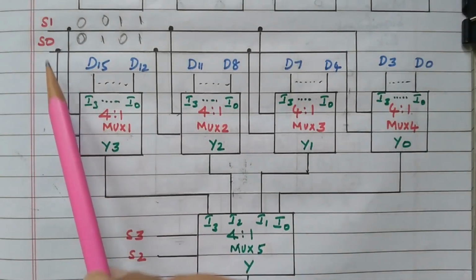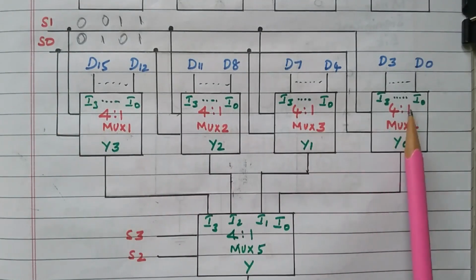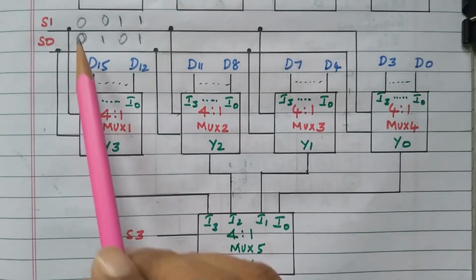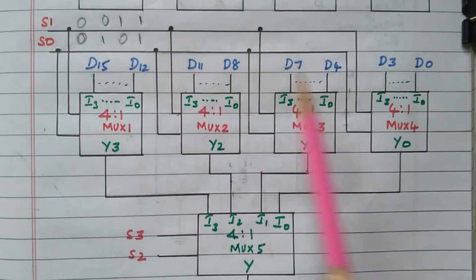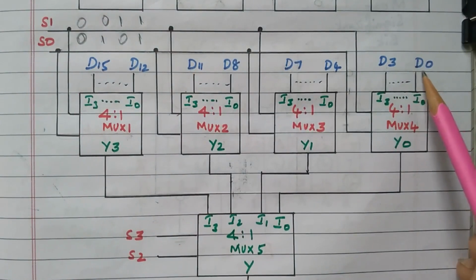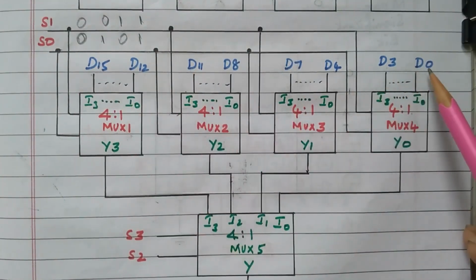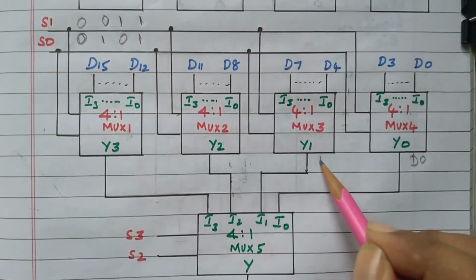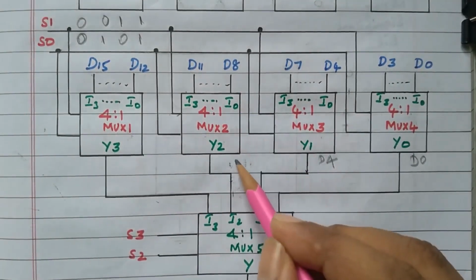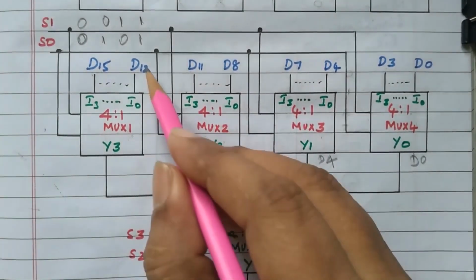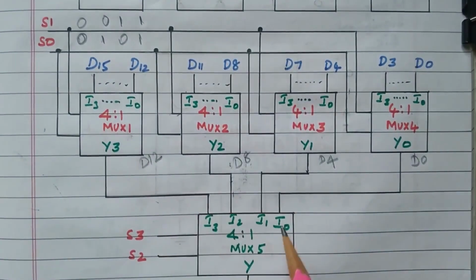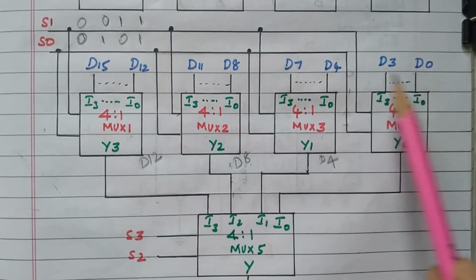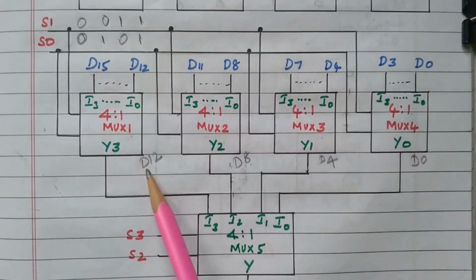So S1 and S0 is connected to selection line of all 4 multiplexers. S1 and S0 having 2 variables, 4 combinations are available. So if it is 0, 0 means the first data, LSB data from each multiplexer will be enabled. For example, here D0 will be available as the output. Similarly, here D4 is available at the output. Similarly, here D8, and here D12 will be available at the output. For the selection line 0, 0 means the LSB data. D0, D4, D8 and D12 will be available.